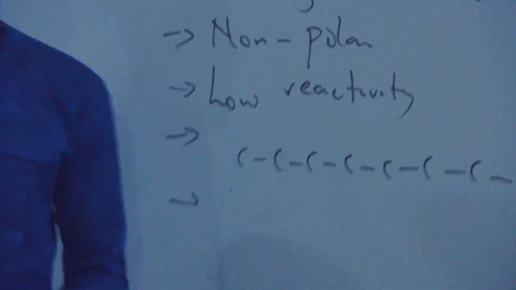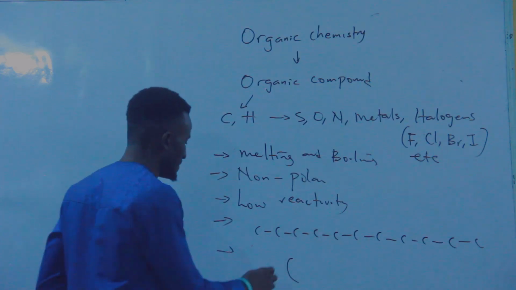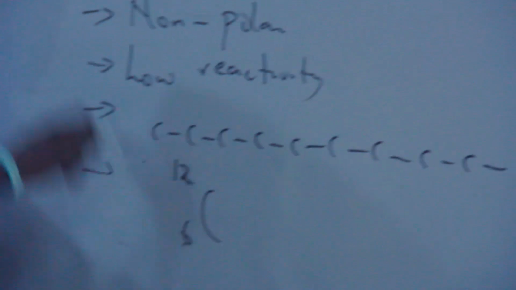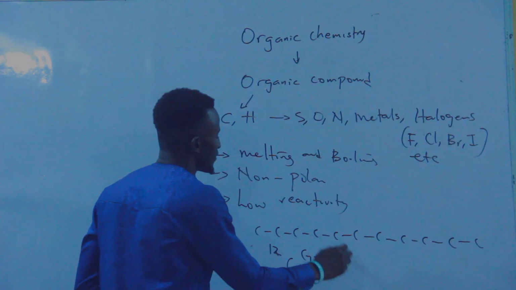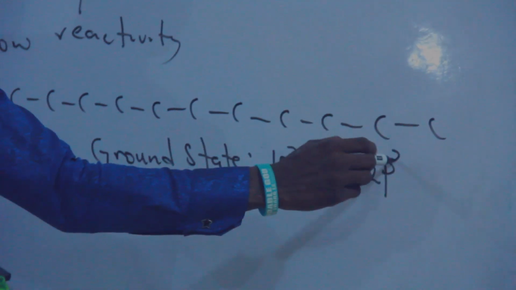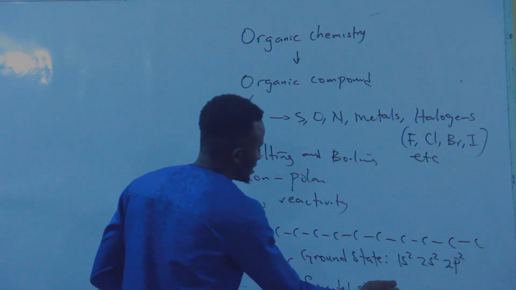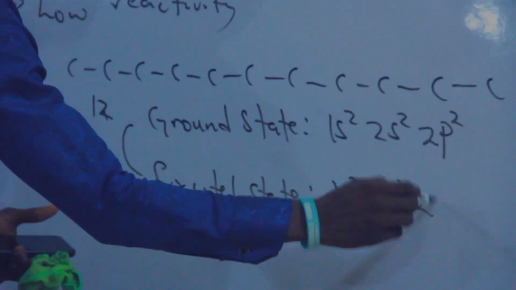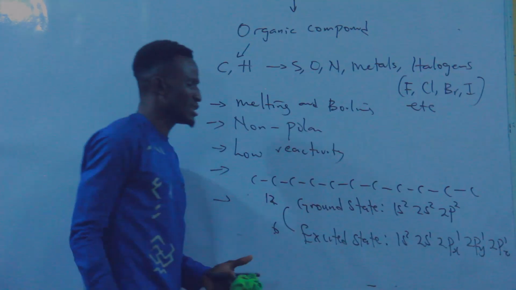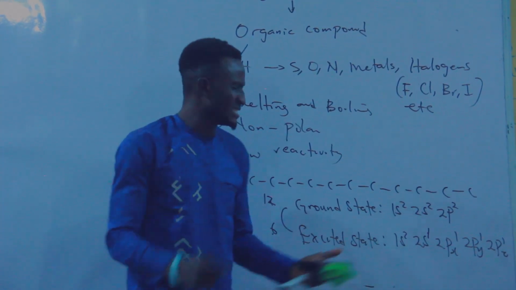Another property of an organic compound concerns the electronic configuration of carbon in its excited state. Don't forget that carbon has atomic number of 6 and atomic mass of 12. If you check the electronic configuration of carbon in its ground state, it gives you 1s2, 2s2 and 2p2. But in its excited state, it gives us 1s2, 2s1, 2px1, 2py1 and 2pz1. Because of this, carbon has the ability to attach with 4 different atoms.